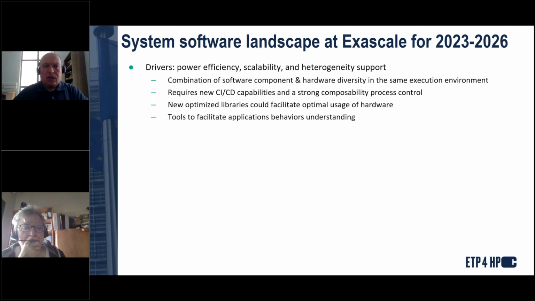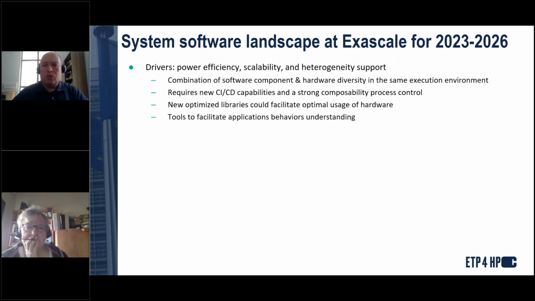So what is new or what is slightly different now? Well, the key drivers for this system software landscape remain, I think, the same: power efficiency, scalability, and also extreme heterogeneity. Complex combinations of software components and also hardware blocks.